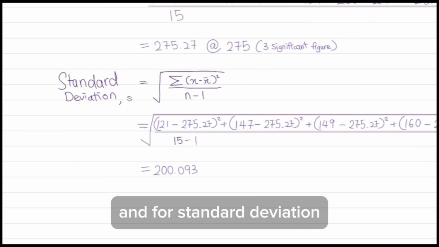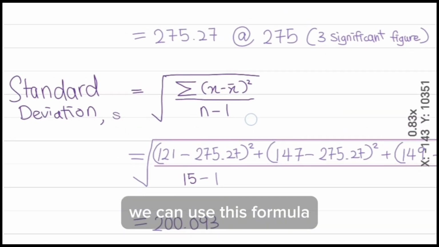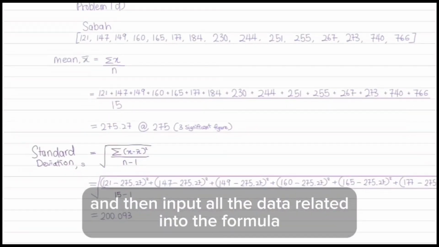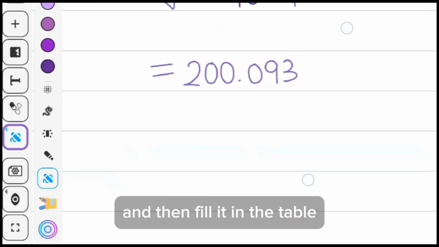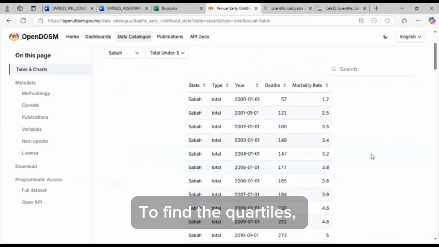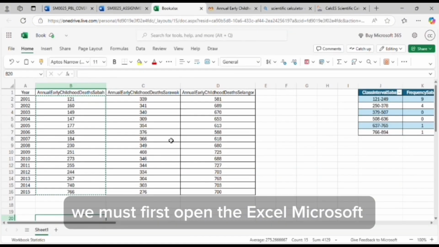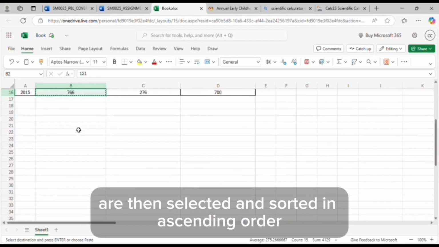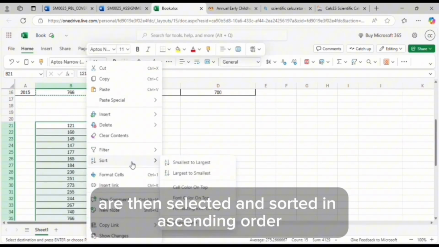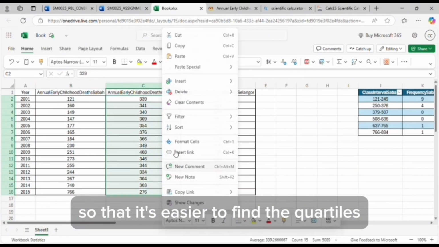And for standard deviation, we can use this formula. Then we input all the related data into the formula and type it in the calculator, and then fill it in the table. To find the quartiles, we must first open Microsoft Excel. The data we have inserted in Excel are then selected and sorted in ascending order so that it's easier to find the quartiles.